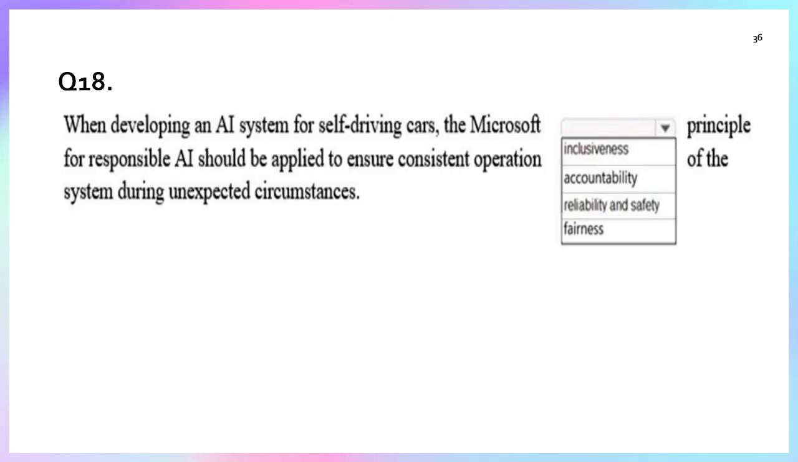Here, reliability and safety. Yes, this is the principle they are using. So the correct answer is reliability, meaning AI is used for self-driving cars. Safety and reliability, they are responsible for that. The principal AI principle will be reliability and safety.